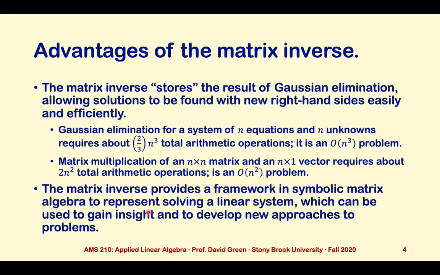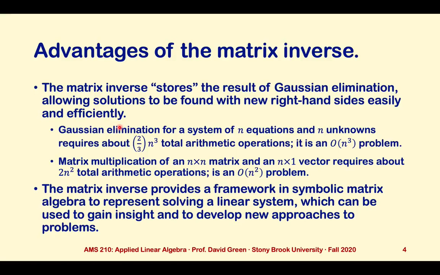Okay. In the previous unit, we discussed the matrix inverse. One of the advantages of the matrix inverse is that it in some sense stores the result of Gaussian elimination. That lets us find solutions to new right-hand sides, but the same left-hand side of a system, easily and efficiently. In one of the challenge problems from the third unit, there was a problem looking to work out the total cost of Gaussian elimination.